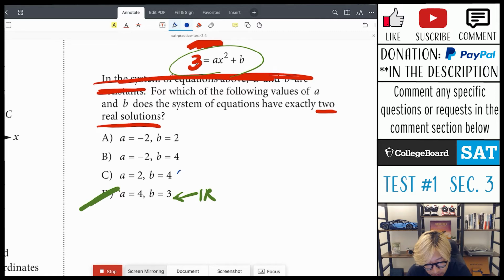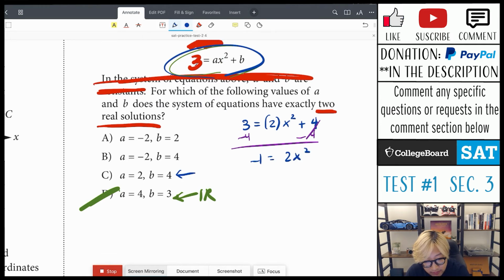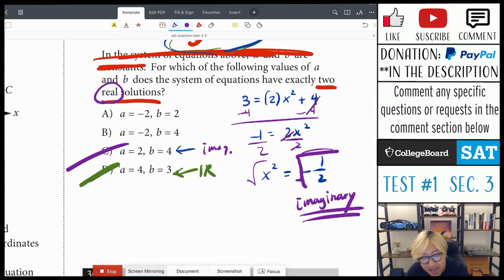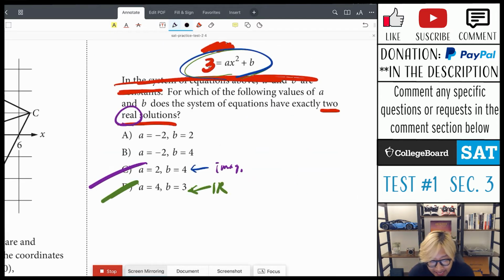If we plug choice C into this equation over here, it looks like 3 is equal to A, which is 2, x squared plus 4, which is B, which is 4. Subtract 4 on both sides, and I get negative 1 is equal to 2x squared. Divide by 2 on both sides, and I get x squared is equal to negative 1/2. This is not real. That's an imaginary number. So C is not real. It's imaginary. Goodbye.